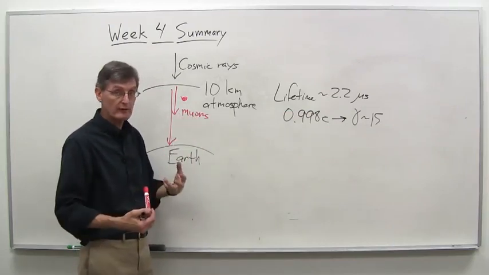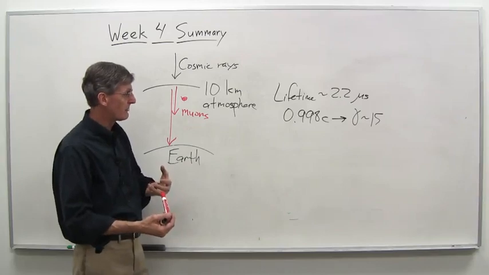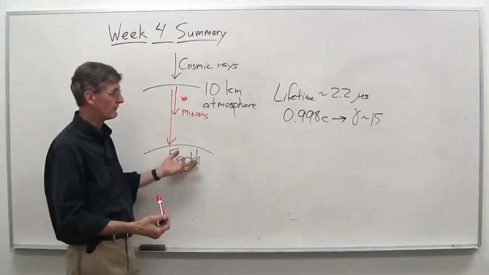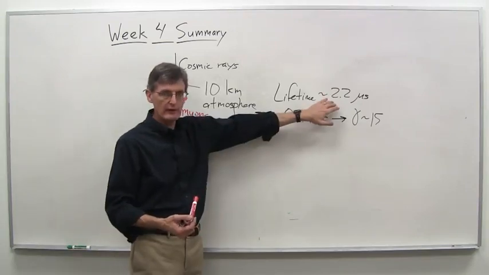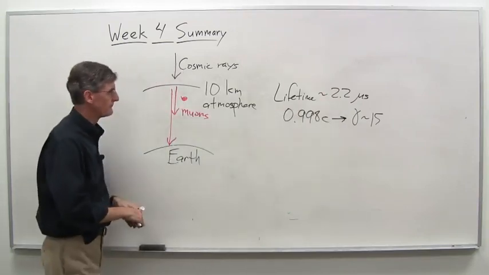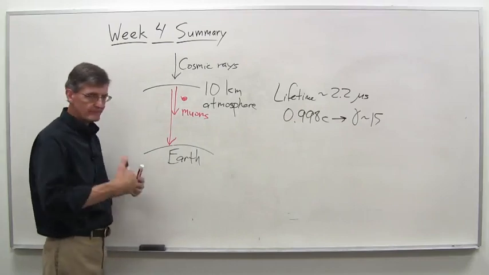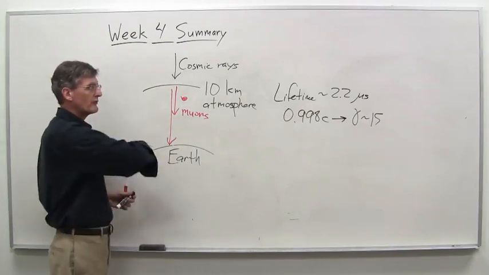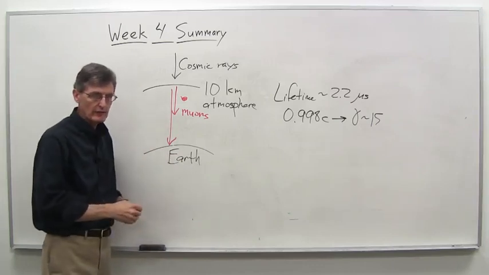Whereas from our perspective on the outside of the muon, it has to go 10 kilometers, because that's what we see in our rest frame of reference, but it lasts 15 times longer, and therefore is able to get there. So that's a relatively quick summary of week 4, where we saw some of the weirdness begin.